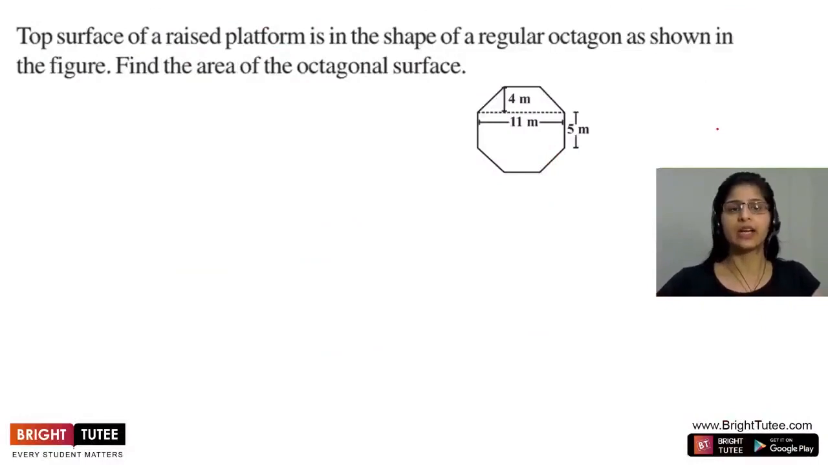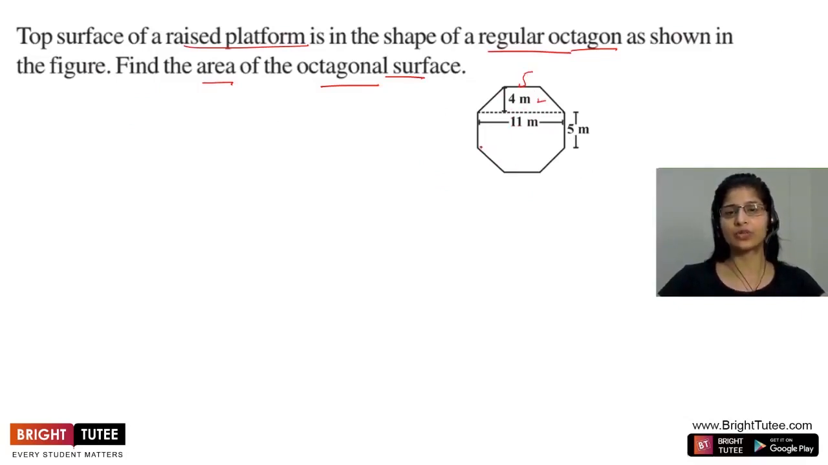It is saying the top surface of a raised platform is in the shape of a regular octagon. Regular octagon means each of the sides is going to be 5 meters in length. Now find the area of the octagonal surface. We have to find the area of this. Now what we can do is, the figure here is a trapezium. We can definitely find out the area. This is going to be 5, right? Each side is going to be 5 and the height is 4 meters, as given.